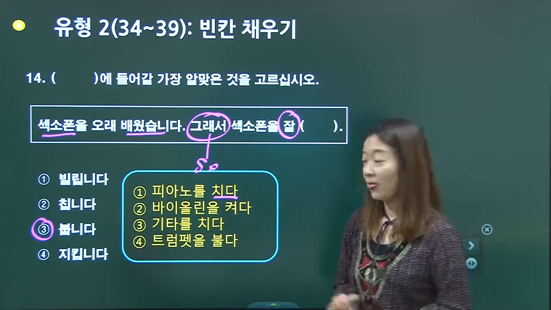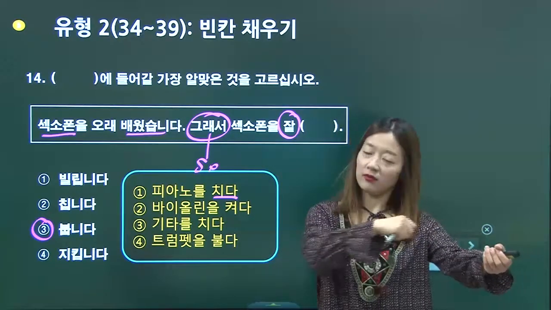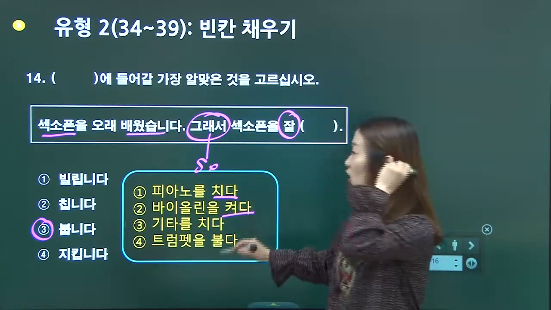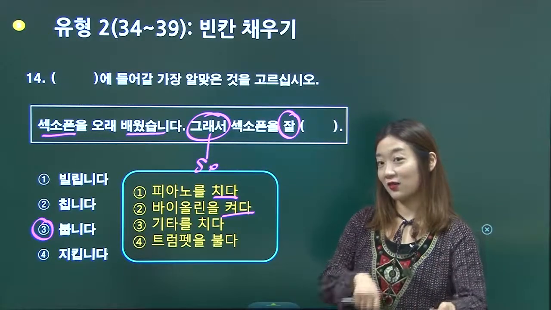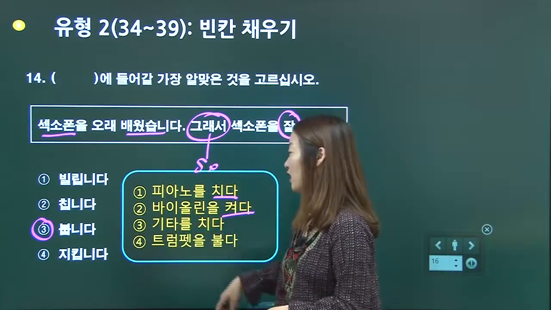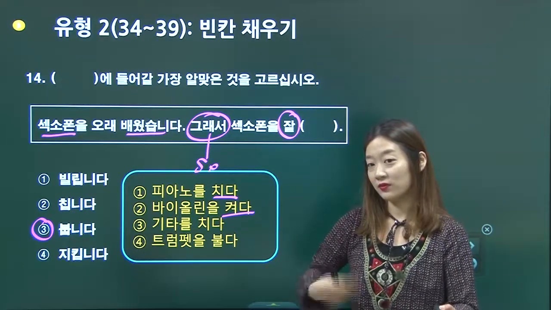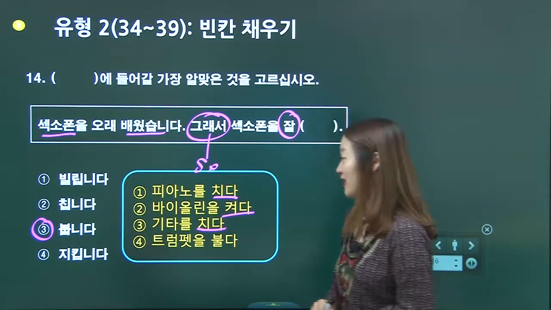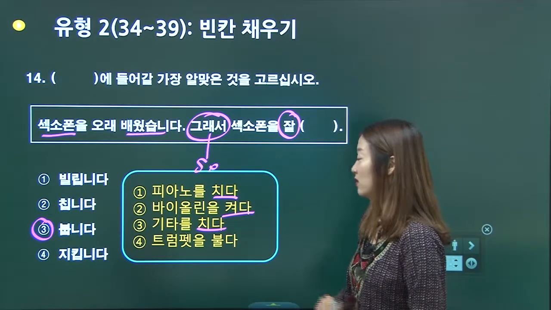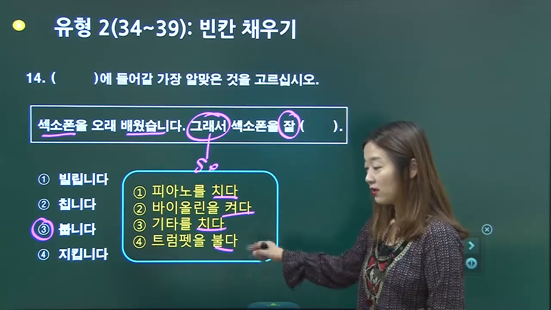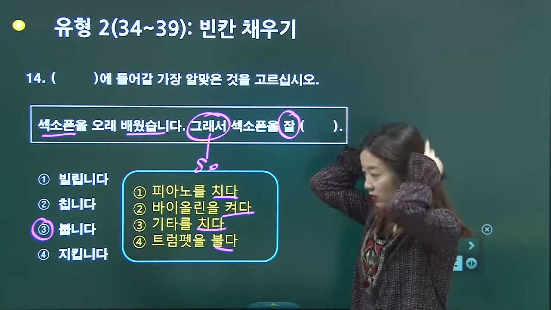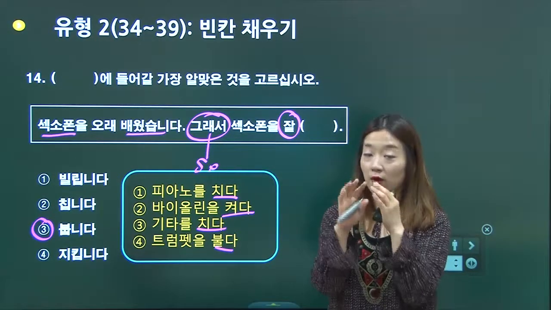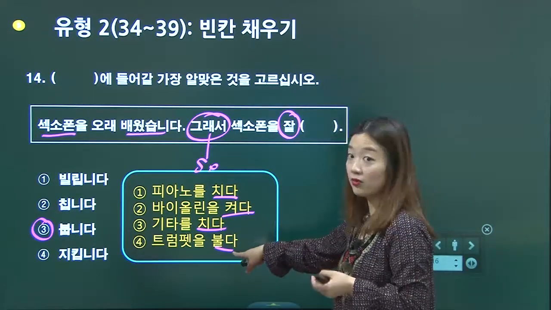Piano를 치다. Number two, violin. All right, for violin, we can say 켜다. 켜다. Sounds weird, right? And then guitar, 기타를 치다. Trumpet을 불다. 불다, this word 불다 is for all the musical instruments you play with your mouth. So easy to remember, right?